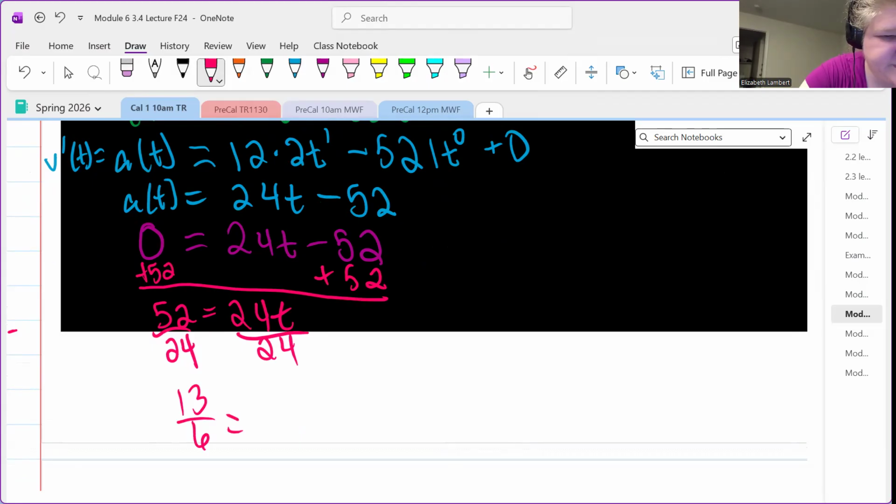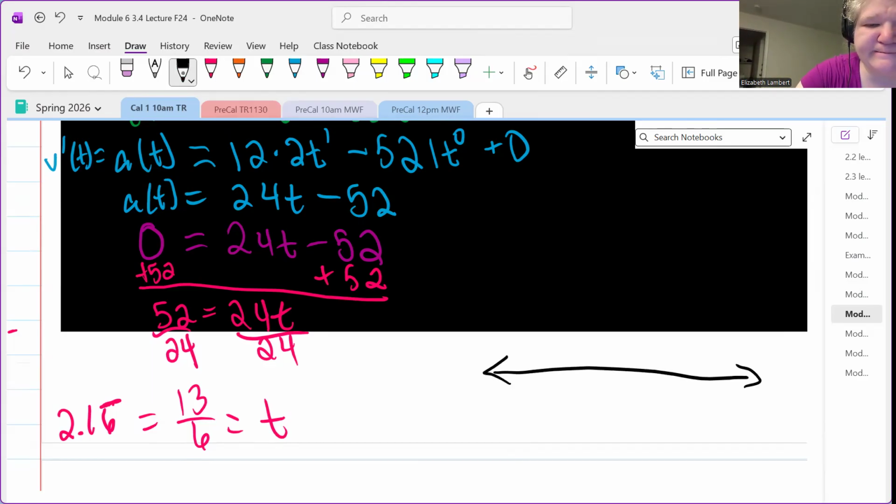13/6, which is a little bit bigger than 2. This is going to be 2.16 repeating. So when we draw our number line, now remember, we have the boundary points from the original problem of 0 and 4. We don't actually care what happens before 0. We don't care what happens after 4. But our acceleration turns around. It is 0 at the 2.16 repeating, or the 13/6.